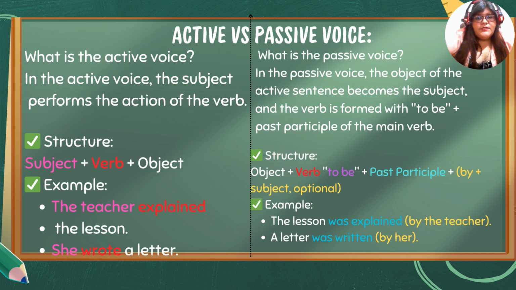And we have, for example, the lesson was explained by the teacher. If you see here, the object is the lesson and the verb be, was, is in past, right? Because we are talking about past. Was explained, the third conjugation of the verb, the past participle, right? By the teacher, by subject, this is optional. Then we have a letter was written by her.